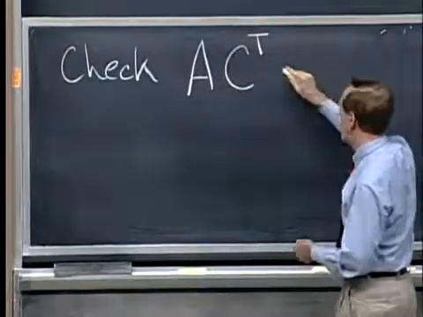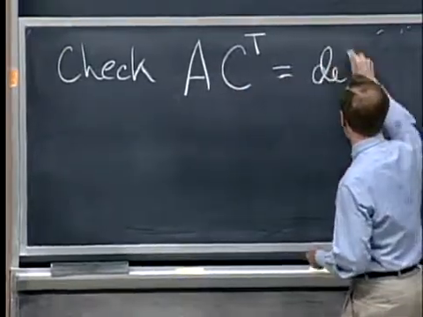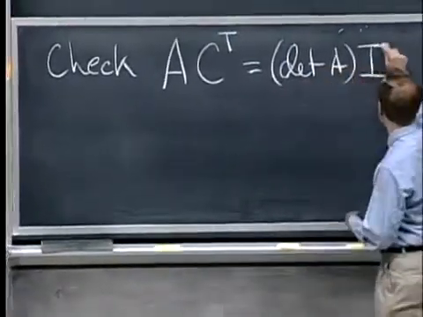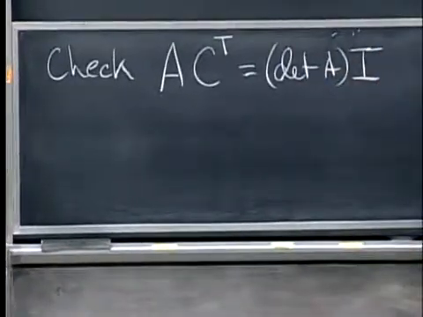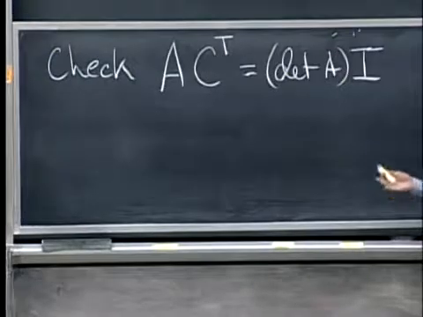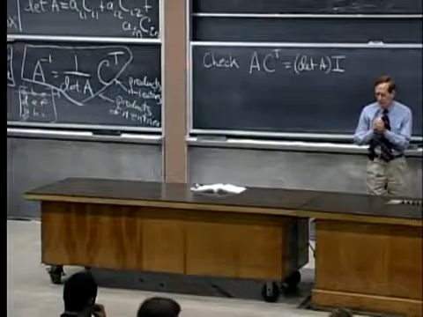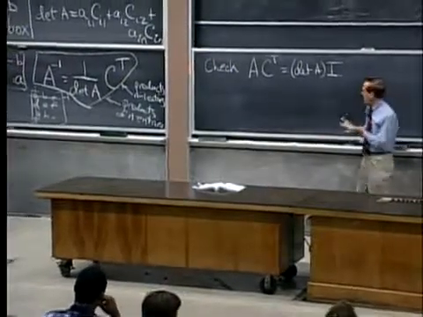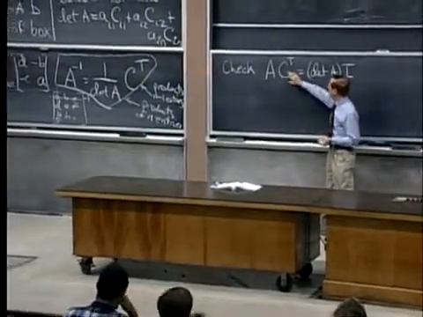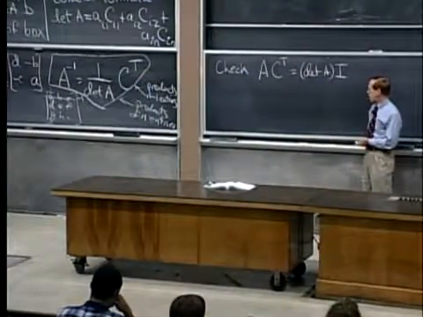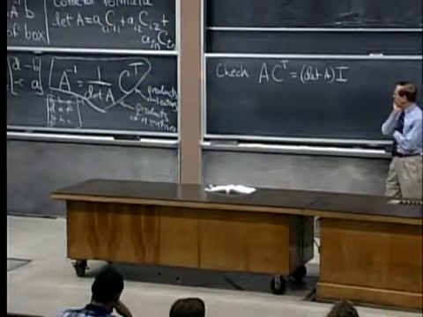Let me bring the determinant up here. Determinant of A times the identity. That's my job. That's it. If this is true, and it is, then I've correctly identified A inverse as C transpose divided by the determinant. Okay, but why is this true?